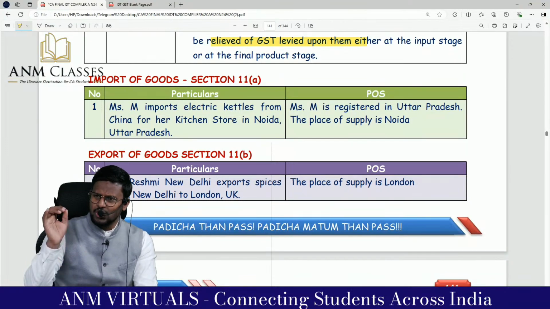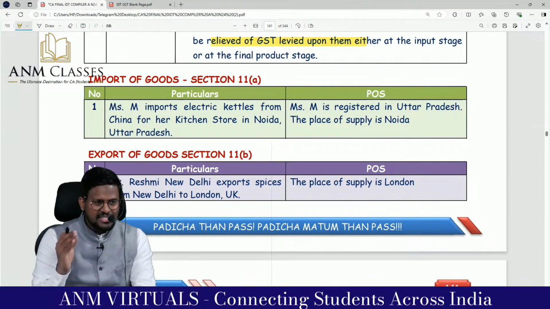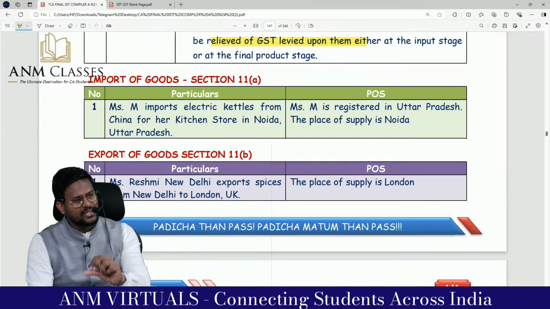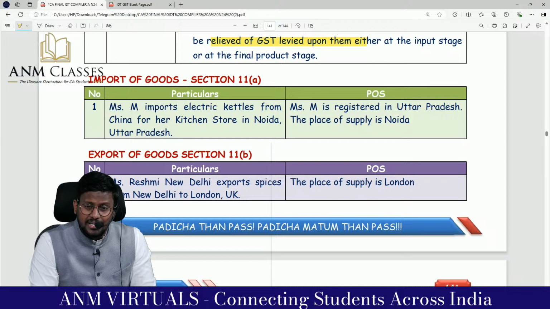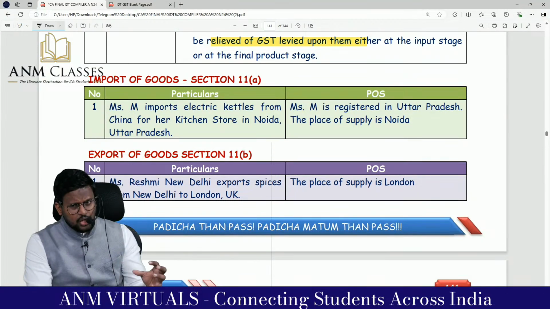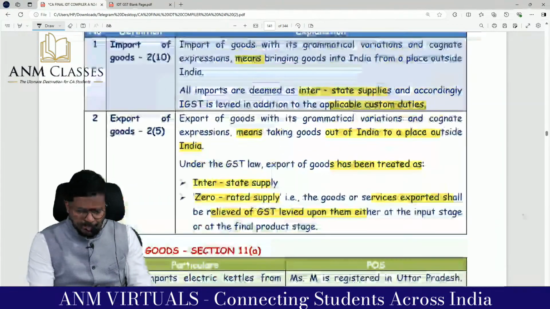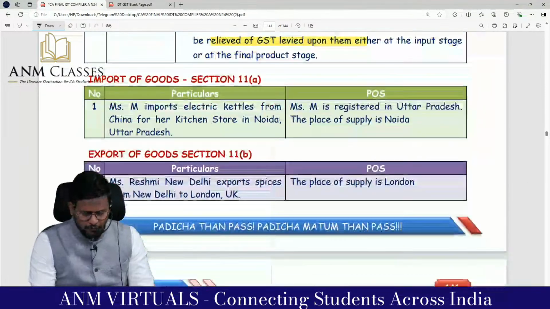That means the provisions of section 10 will not be applicable, because section 10 says that both the supplier and the recipient should be situated in India. Right? So that is why section 11 is international transaction. In case of import of goods, the place of supply is the location of the importer.